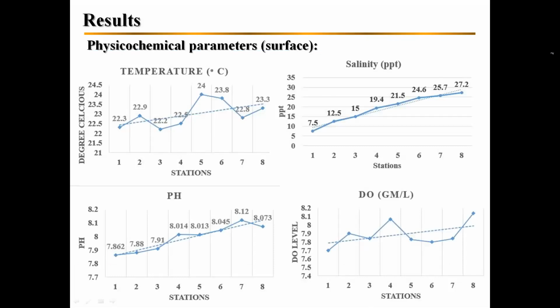Here are a few results, some data collected in the first sampling period: temperature, salinity, pH, and dissolved oxygen. You can see from station 1 to station 8 that temperature, salinity, pH, and dissolved oxygen all have a gradual increasing pattern. Especially for salinity, station 1 is 7.5 ppt, whereas station 8 is 27.2 ppt, a huge difference. Temperature, DO, and pH also show some difference.